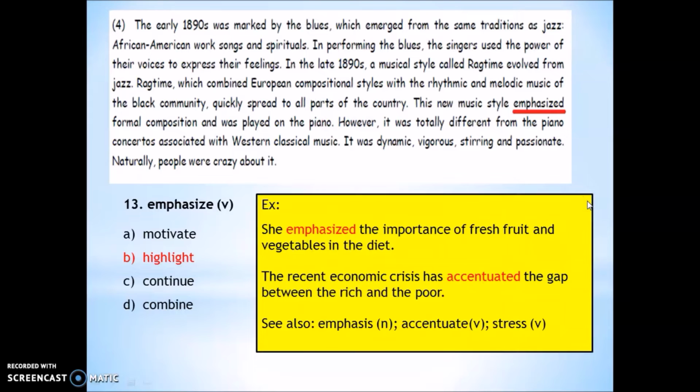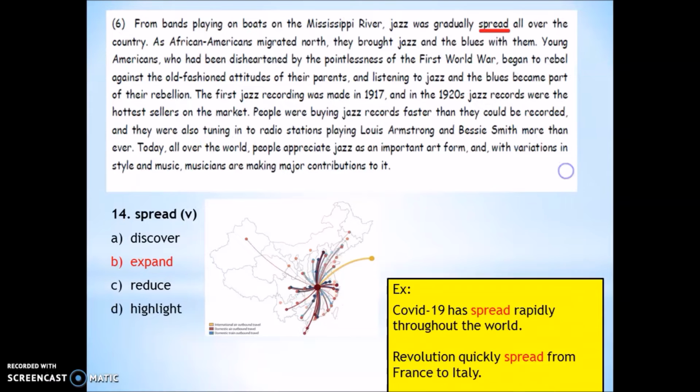And basically emphasize, it means highlight, to highlight something, just like the highlighters you have in your pencil cases. Yes, accentuate and stress are the synonyms of it. And this new music actually stated that formal composition is very important. So say that something is important to make it more emphasized, put emphasis on it. All right, number 14.